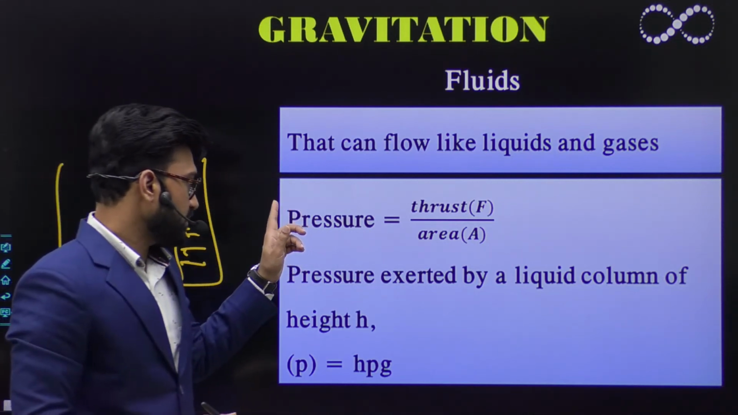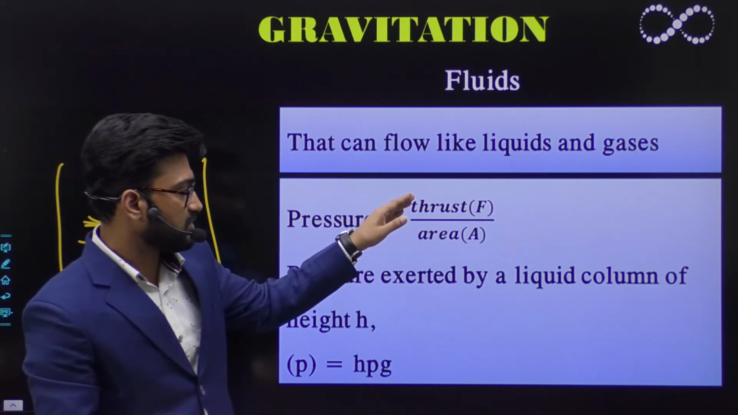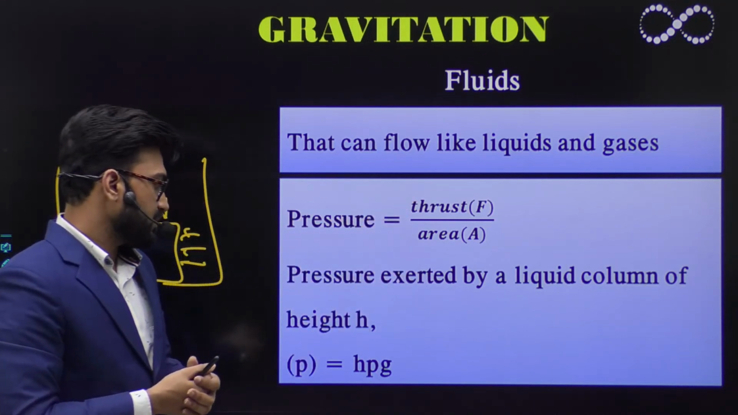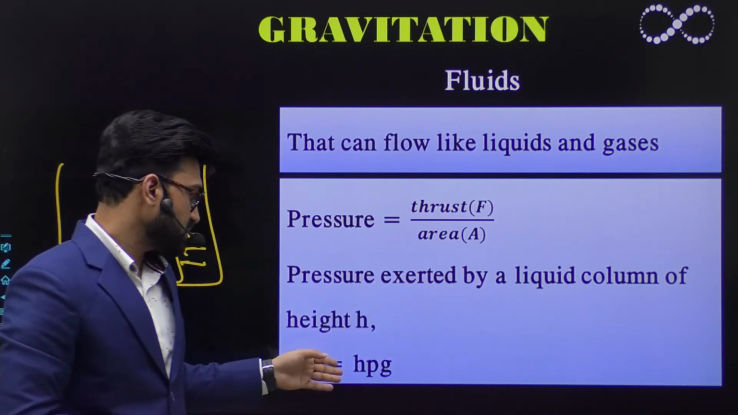The pressure inside the liquid is because of the liquid pressure, and pressure is thrust per unit area. It is given by the relationship: the pressure exerted by a liquid column of height h is hρg.